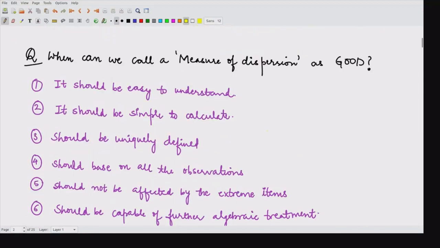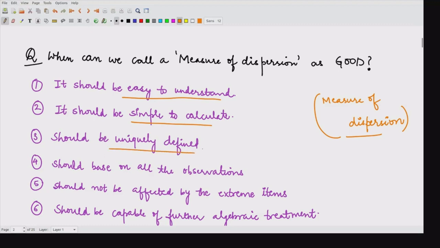Next, when can we call something a good measure of dispersion? Suppose I gave some new definition, I'm defining my own measure of dispersion. When can I call this a good measure of dispersion, whatever quantity that I have created? First of all, it should be easy to understand. It should be simple to calculate. It should be uniquely defined, that means it should not produce two or more answers. It should be based upon all the observations. It should not be affected by extreme values.